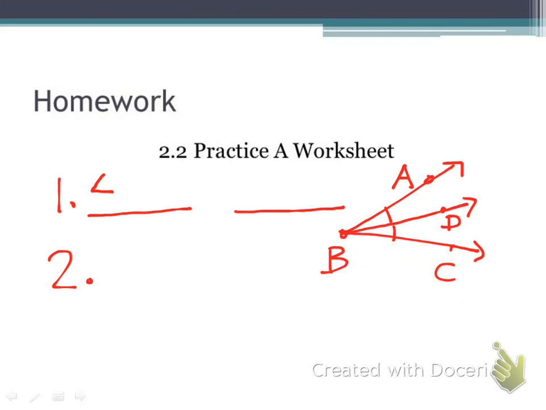Yes, the big angle is A, B, C, and it is being bisected. We know that bisectors are always rays. So what is the ray that is bisecting A, B, C? BD, good. Starts at B, goes through D. So again, number 1 should read angle ABC is bisected by ray DB.